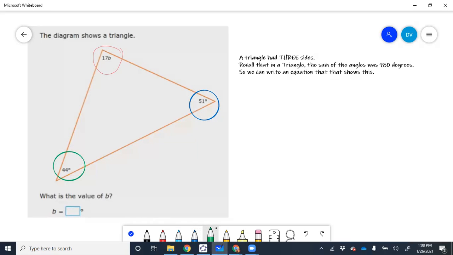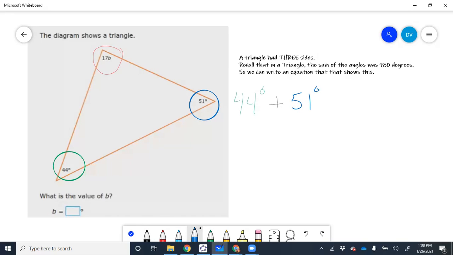And our notes say that we can add up the three angles of a triangle and always get 180. So we're going to write that equation. The three angles that we're going to add up: the green angle is 44 degrees. You don't have to do these in any order, it doesn't matter. 44 degrees for the green angle. The blue angle is 51 degrees.